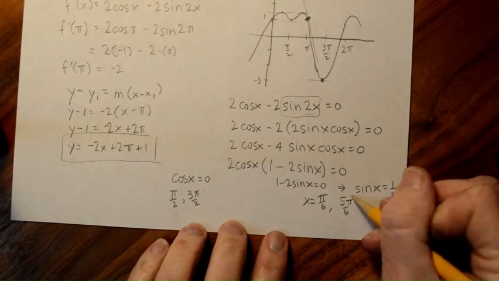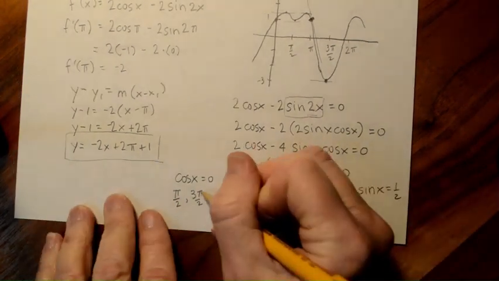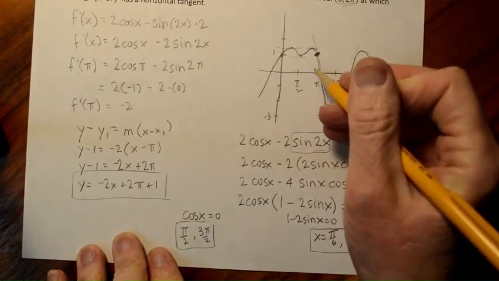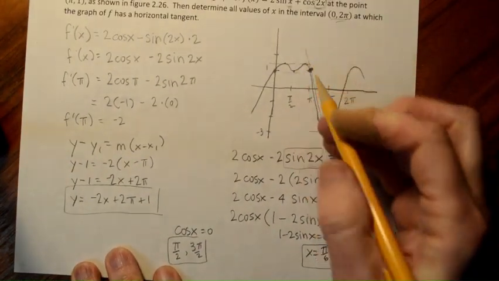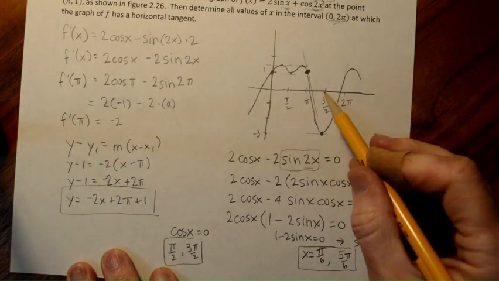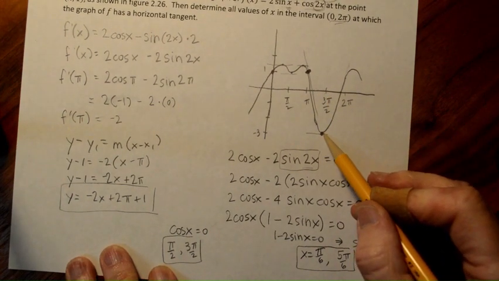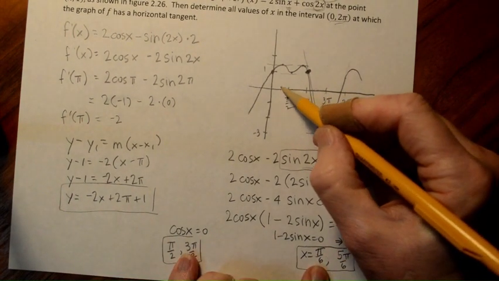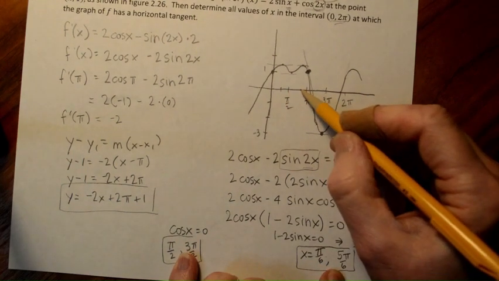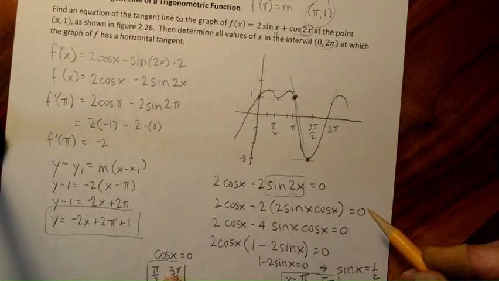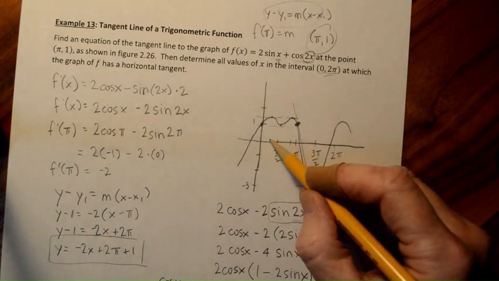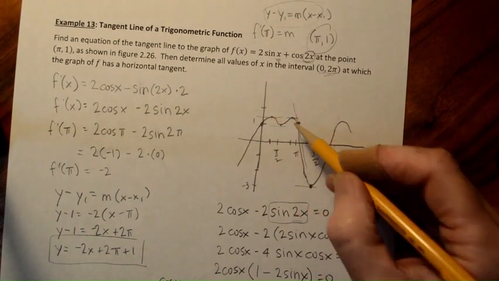All right, Sarah, there are 4 locations where there is a horizontal tangent line. Pi over 2, that's this one right here. And then 3 pi over 2, that's that. And then here pi over 6 would be this one right here, and 5 pi over 6 would be this one right here. Sorry, I'm not sure if you could see that. Pi over 6, 5 pi over 6, these 2 spots right here.